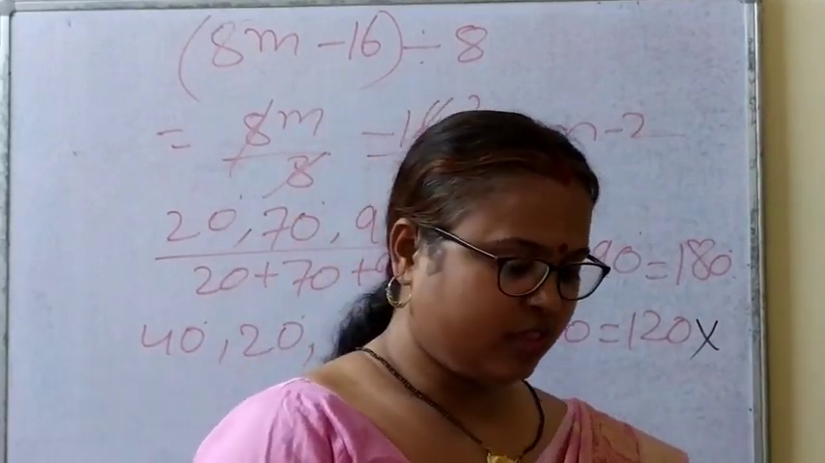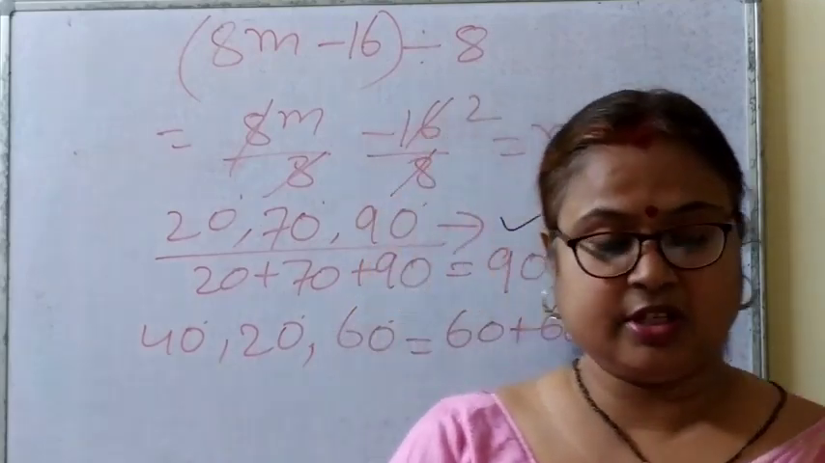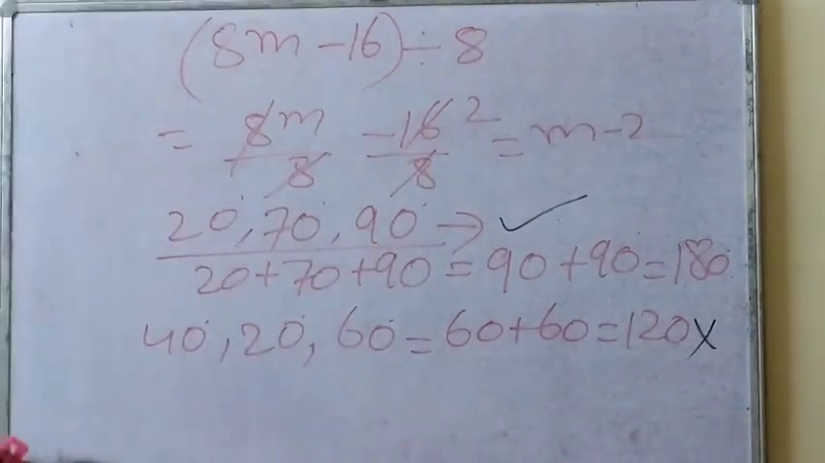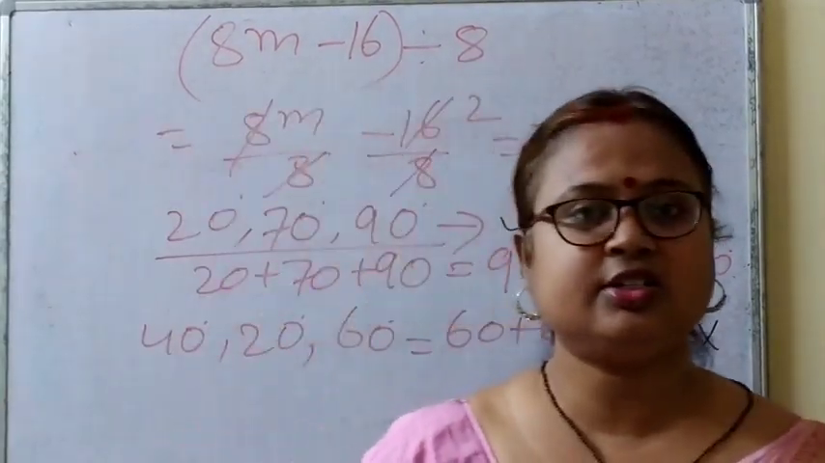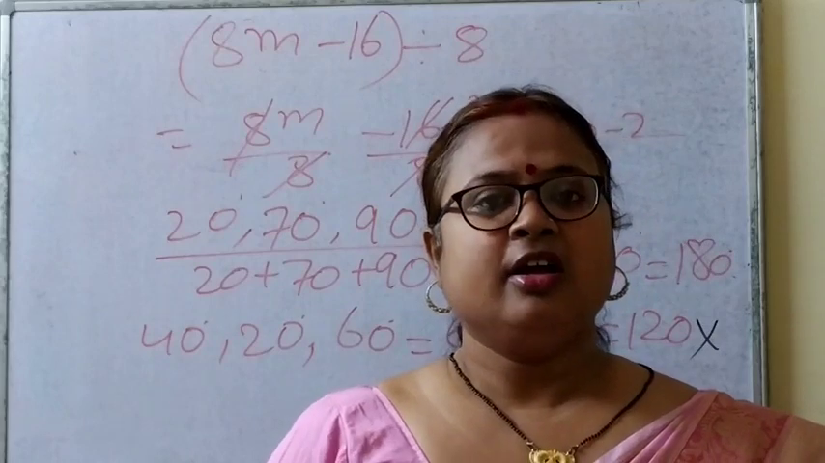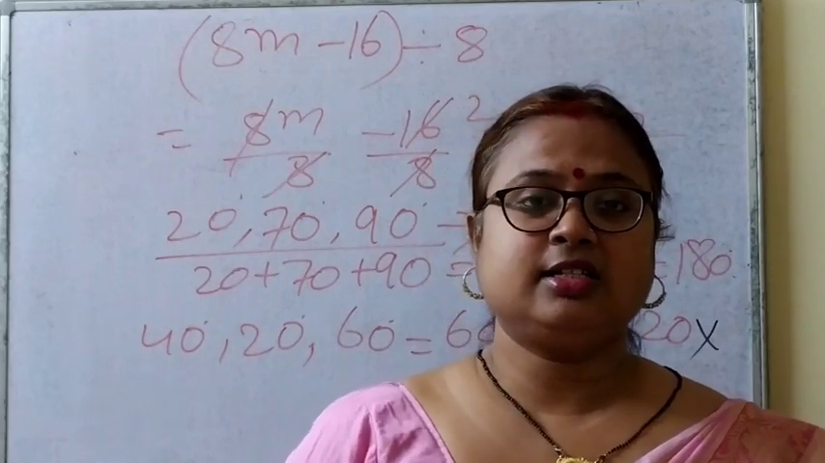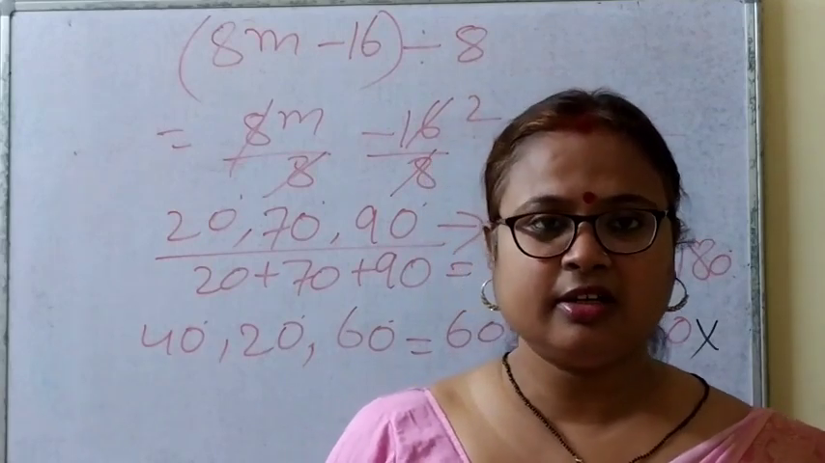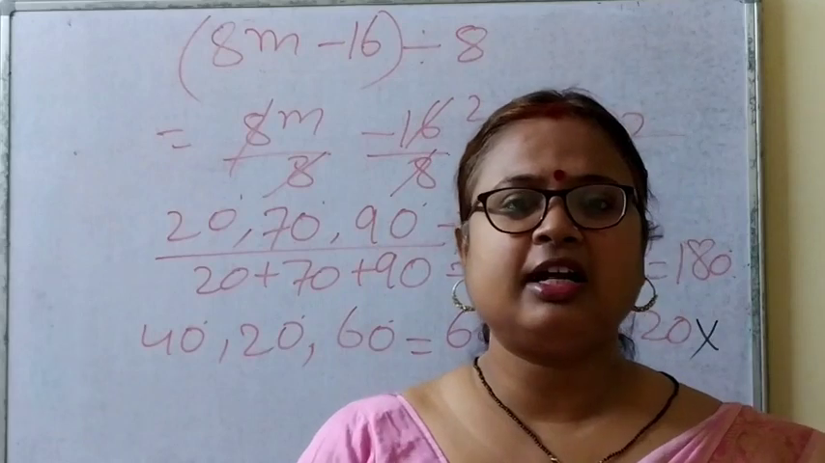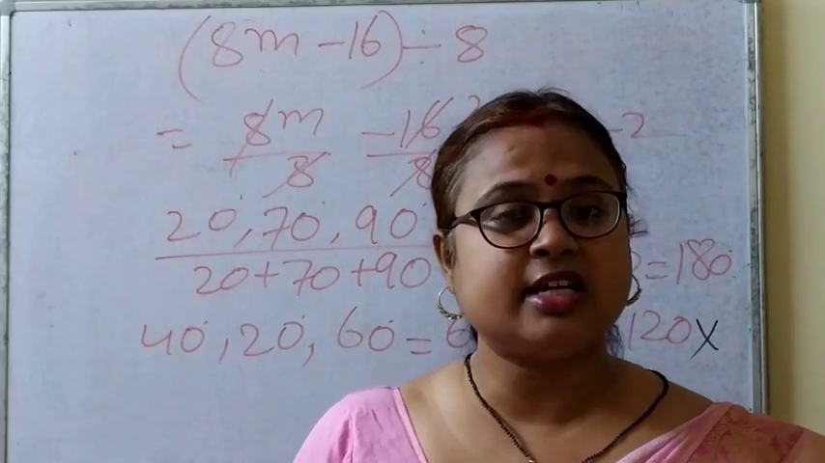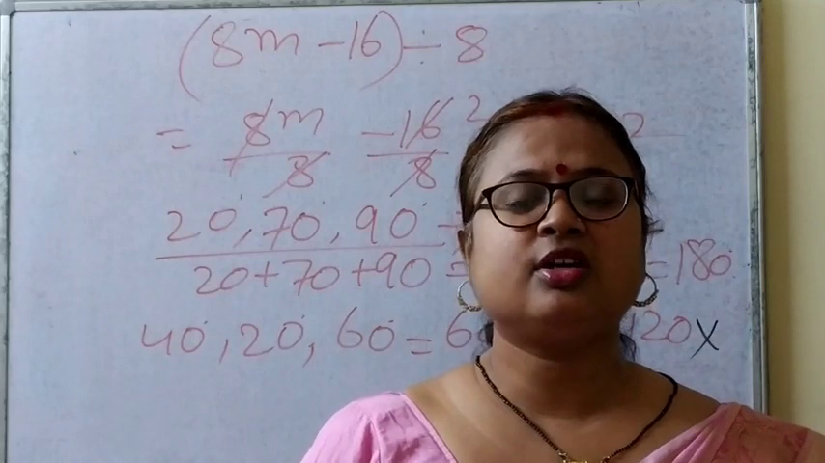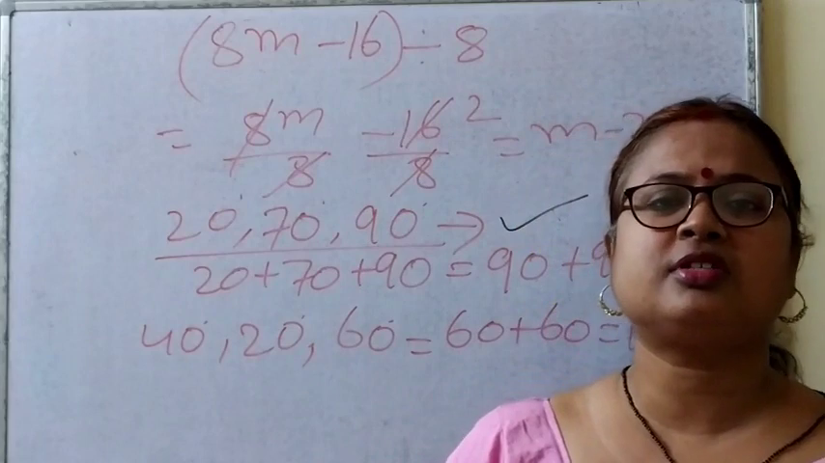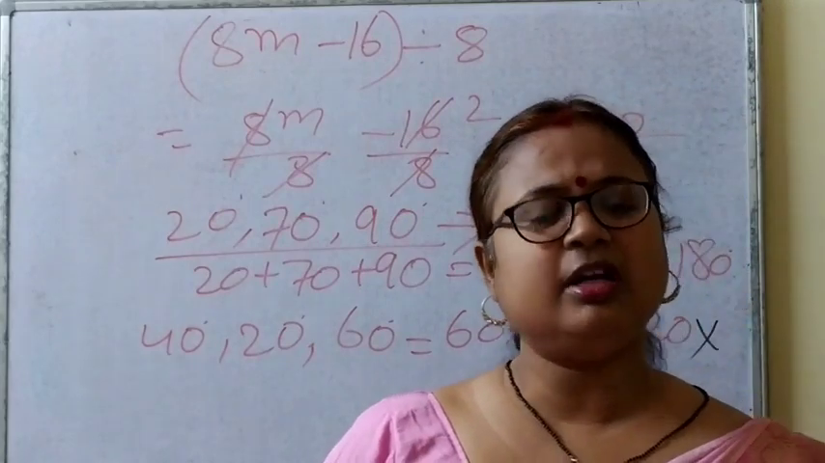Clear? Now, in a triangle, if all the angles are equal, then what will be the value of each angle? Clear? Once again, in a triangle, if all the angles are equal, then what will be the value of each angle? It is 60 degrees. Let the angle be x, then x plus x plus x is equal to 180 degrees. 3x equals 180 degrees and x is equal to 180 divided by 3, which is 60 degrees. So the value of each angle will be 60 degrees.